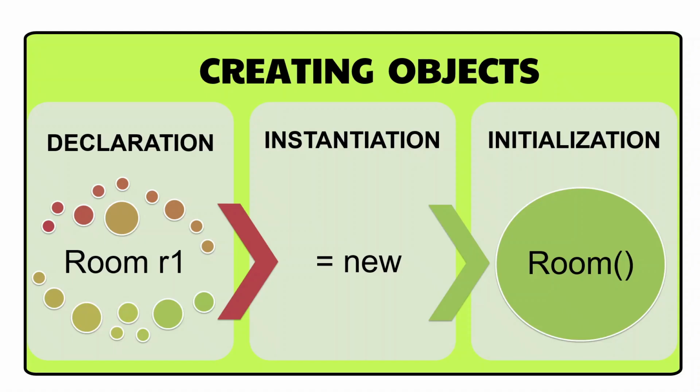On the screen you can see 3 steps to create an object, that is declaration, instantiation and initialization. You begin object creation by defining a class name followed by the object name. This R1 is also known as a reference variable. In Java, reference means the memory address of an object. While declaring, it is not allocating memory. The second step, that is instantiation, is where the keyword new is used to create the object by allocating memory to it.